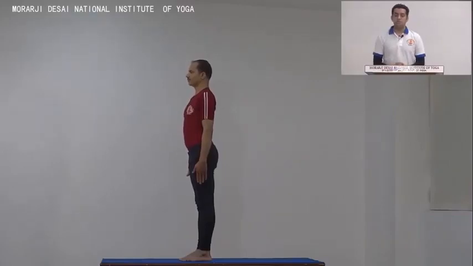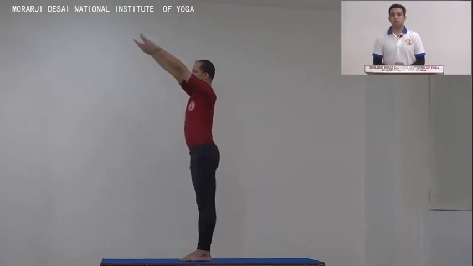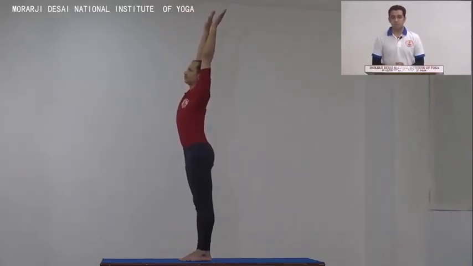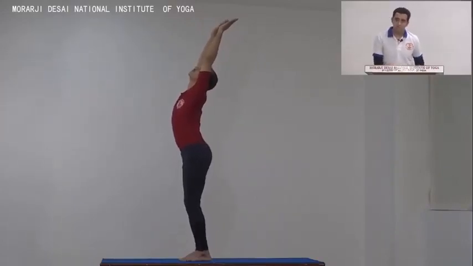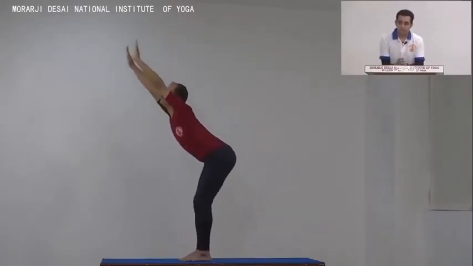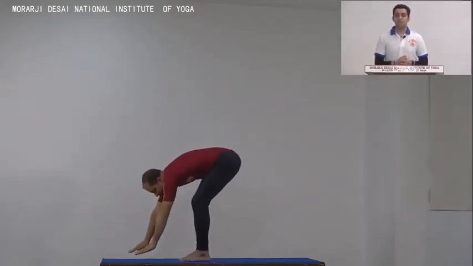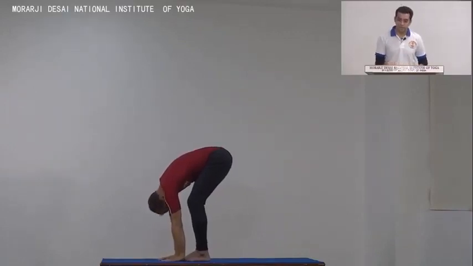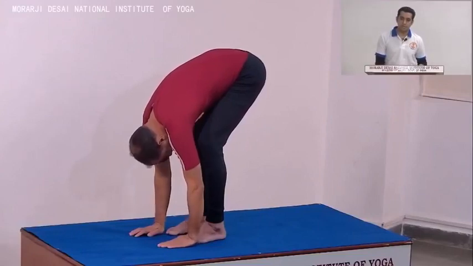Raise your arms from the front, stretch your arms upward, properly stretch. Now bend your knees and bend forward with a straight back. Bend your knees, very good. Drop your hands, place your hand in front of your legs, drop your neck, stretch your arms a little bit more forward. Yes, relax your body.